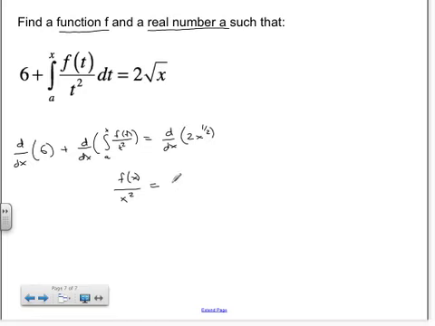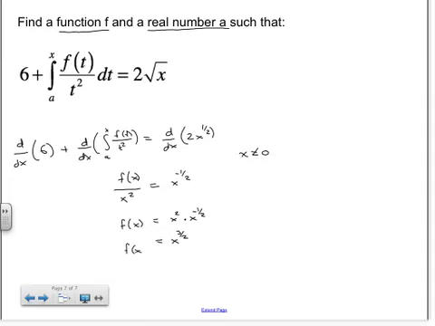And as long as x is not equal to 0, I may multiply both sides of this equation by x squared. So f of x will equal x squared times x to the negative 1/2, which will simplify to x to the 3/2. So there's our f. That's the first part of what they asked us to do.